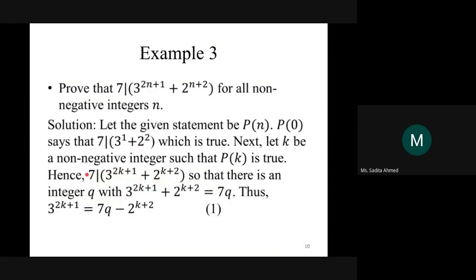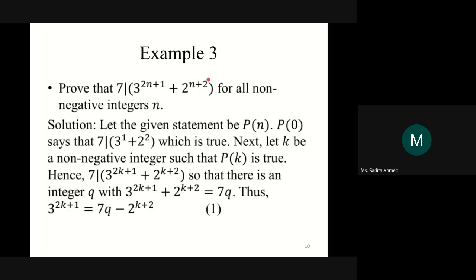We have to prove that 7 divides what term? What will be the value of n now? The part that we have to prove is pk plus 1. In order to prove that pk plus 1 is true, what do we have to show? We have to show that 7 divides 3 to the power of 2 into k plus 1 plus 1, that is 2k plus 2 plus 1. And here, k plus 1 plus 2, that is k plus 3.